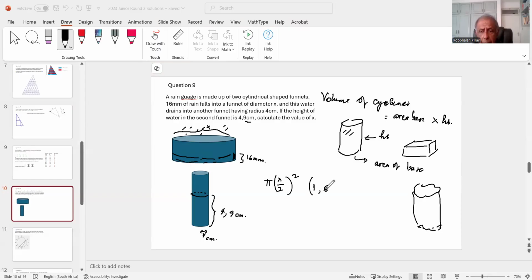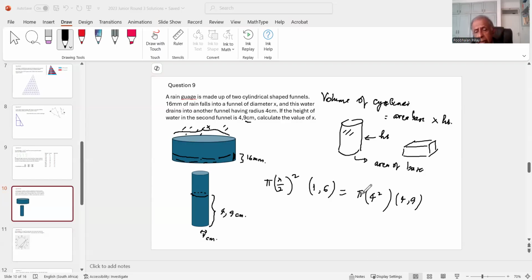I'm going to convert that to centimeters because we're working in centimeters right throughout. And that is equal to the volume of the water in the lower cylinder. And that is also the volume of a cylinder. And that is the area of the base there, which is pi, and the radius is 4 centimeters. That's okay. Pi r squared, pi 4 squared, times the height, which is 4.9.